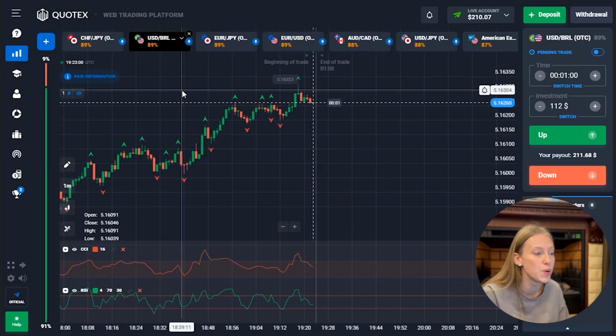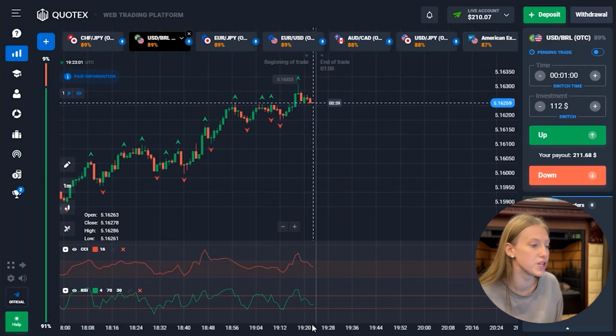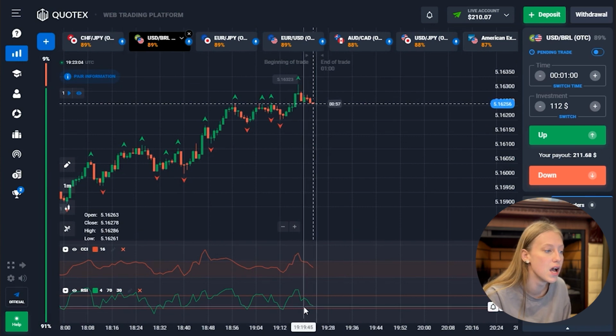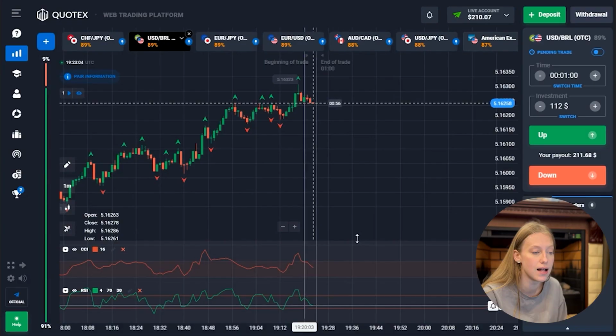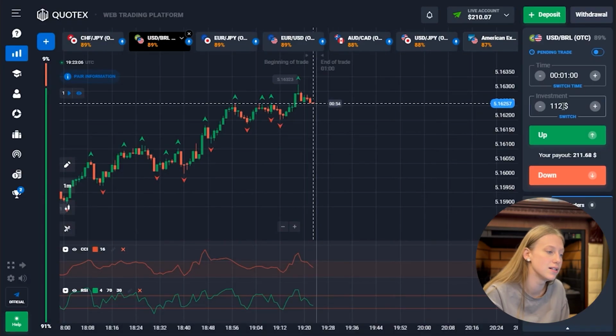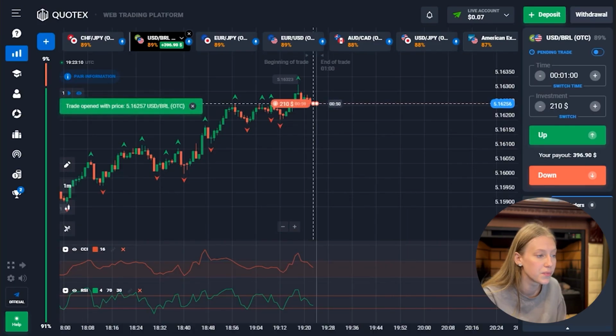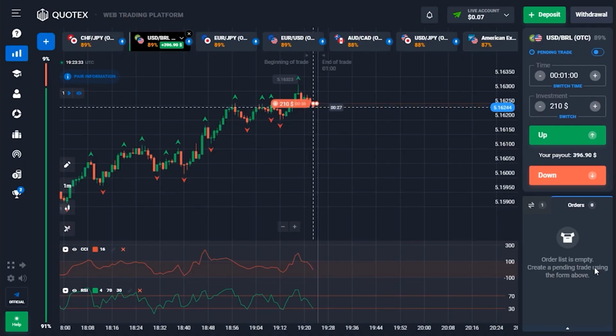I'm going to open a bearish trade on the US dollar and Brazilian real currency pair. Our first signal is the upper fractal, which is above the candles. The second signal is the CCI and RSI indicators. We see that they have crossed the 170 levels. We can open a trade to the downside for 1 minute.